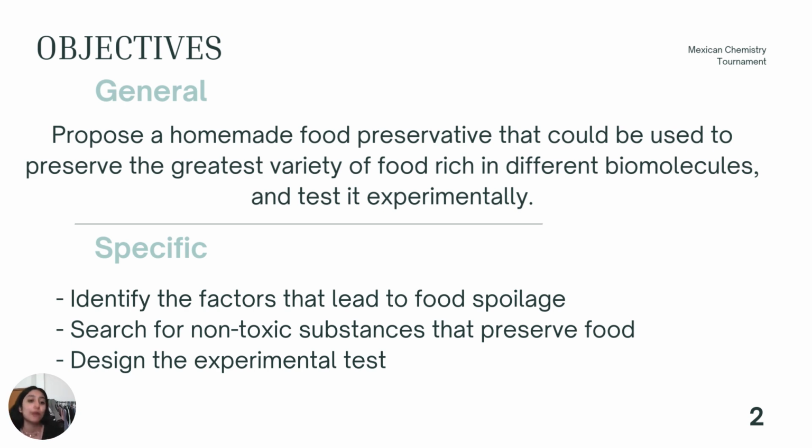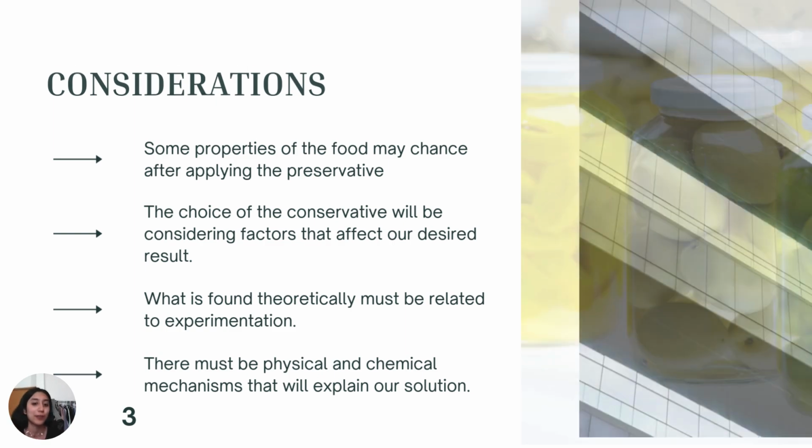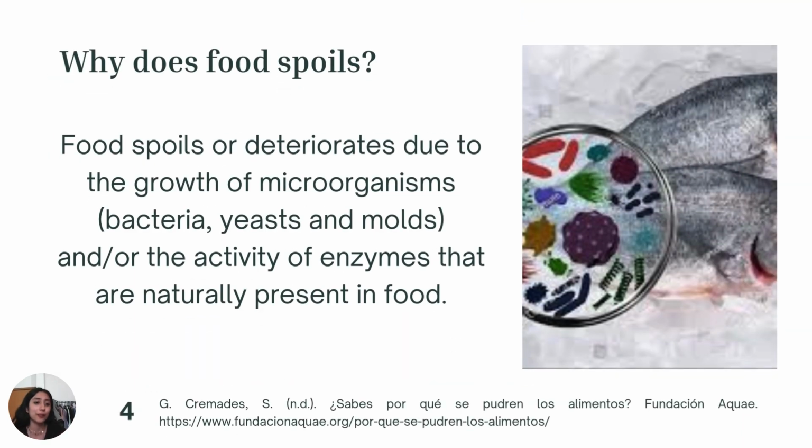But in order to do this, we must first identify the factors that lead to food spoilage, search for non-toxic substances that preserve food, and design an experimental test that proves our hypothesis. But first, let's take into consideration that some properties of the food may change after applying the preservative, that the choice of the preservative will consider factors that affect our desired result, and what is found theoretically must be related with the experimentation that we are going to make, and that there must be physical and chemical factors that will explain our solution. So let's start with this question.